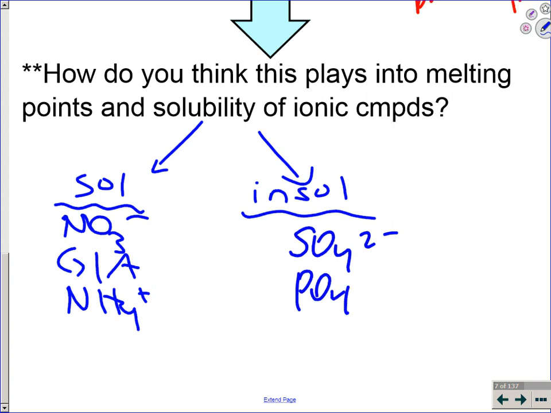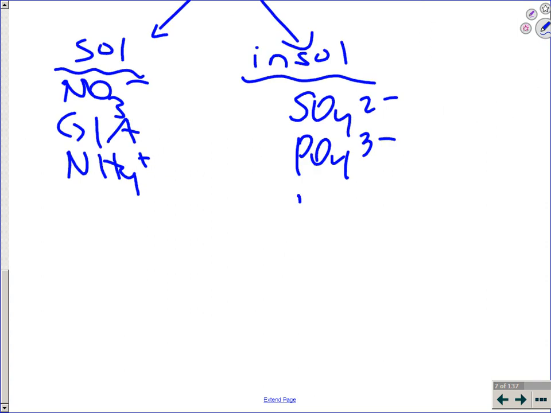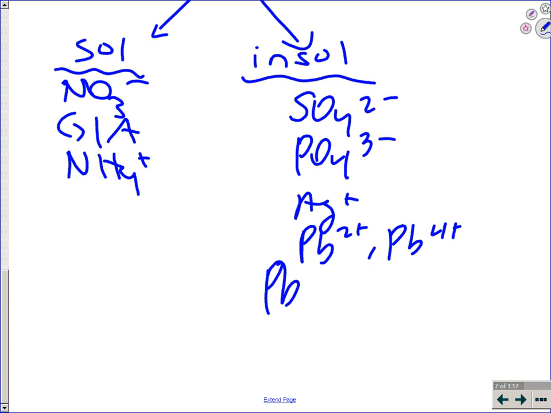Probably, yeah, definitely some phosphates. Things with silver, and that's simply because silver's a weirdo, but we'll move on. Lead 2+, lead 4+. Okay, so what you're starting to see is that higher charges are starting to come into play. So if I had lead 4 sulfate, is that what you just said? Let's go lead 4 sulfate. What's lead 4 sulfate?